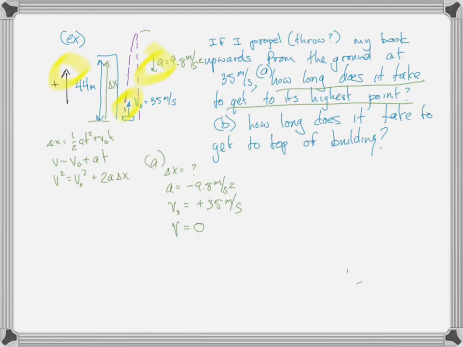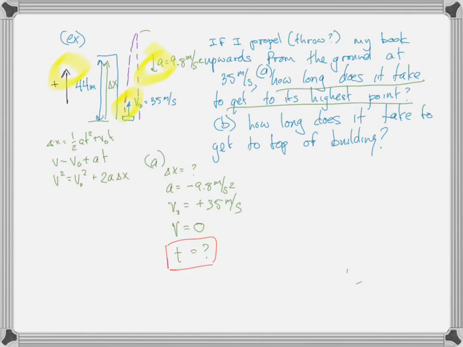This is part A. Let's differentiate. And then t. Do we know what t is? Now, t is what we're looking for. That's what we want to know. Okay, so we don't care about delta x. What we want to know is t. So we've drawn our picture, defined our positive direction, written down our equations, written down what we know, and now we solve.